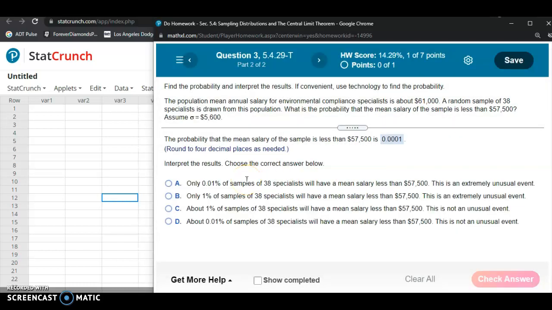And then it's asking us to interpret the results and then choose the correct answer. Notice how these answer choices are worded very similarly. They each start off with only blank percent of the samples of 38 specialists will have a mean salary less than. So they all kind of say the same thing.